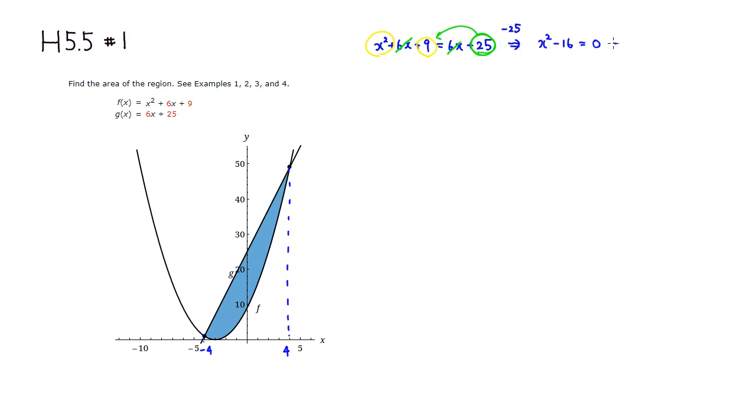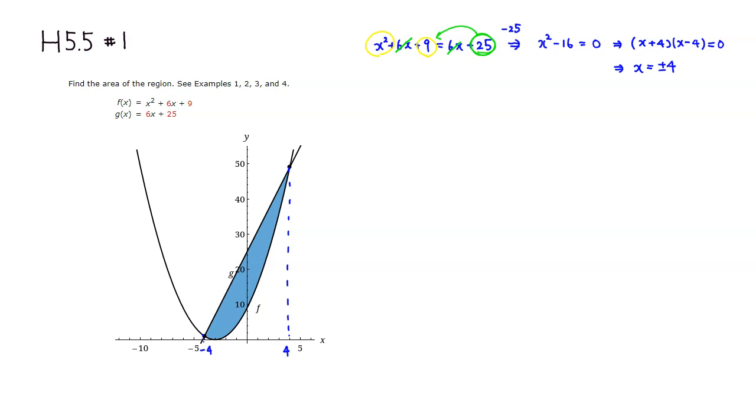Then you can factor it out. This is going to be x plus 4 times quantity x minus 4 equals 0. Then we know that x is going to be equal to plus or minus 4. Or you can just move 16 over to the other side and take the square root, and you get the same answer. So it's going from -4 to +4.